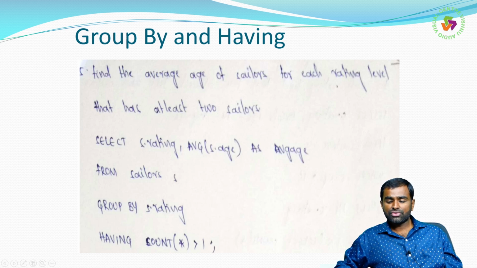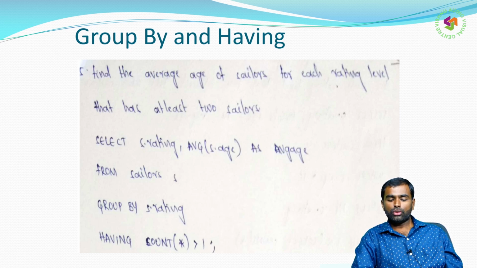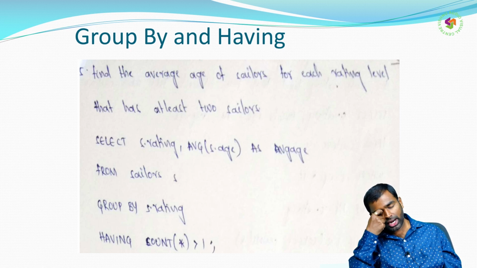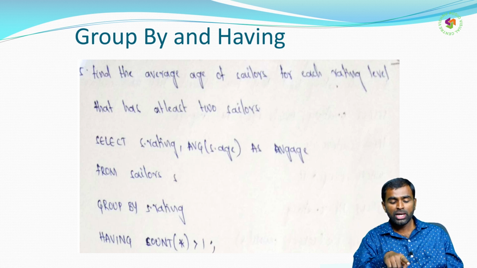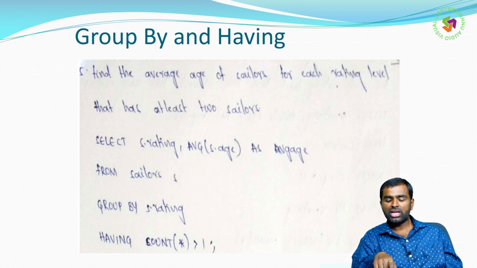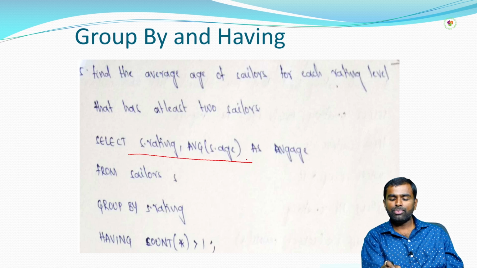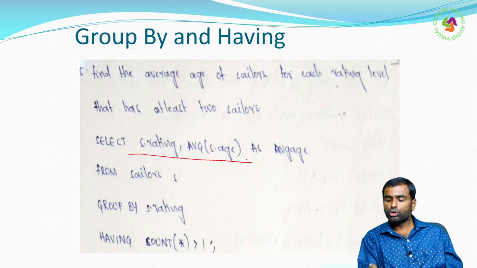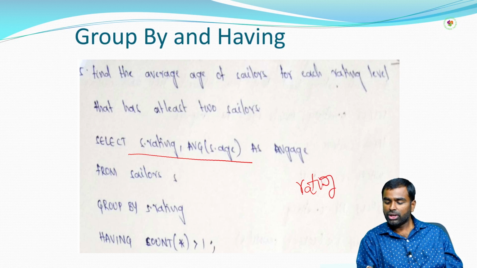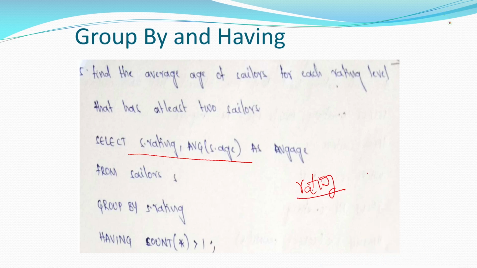Next, find the average age of sailors for each rating level that has at least 2 sailors. What you need to find, you have to give in the SELECT portion. Simply select S.rating, average of S.age as average. For each rating, you need the average of S.age. My output should be like this: rating, and for each rating, the average age.